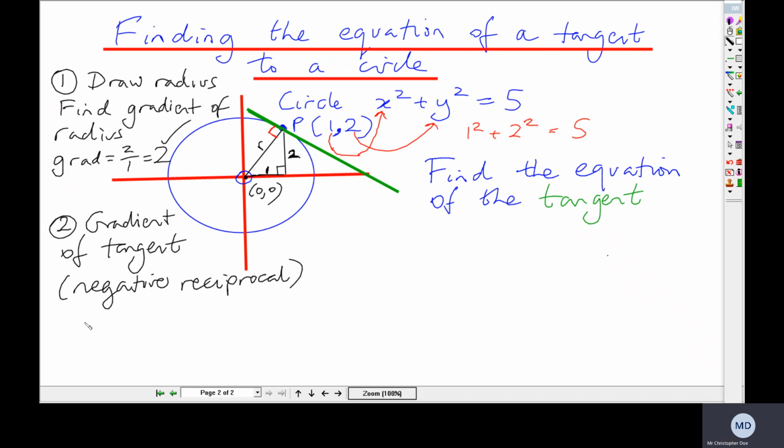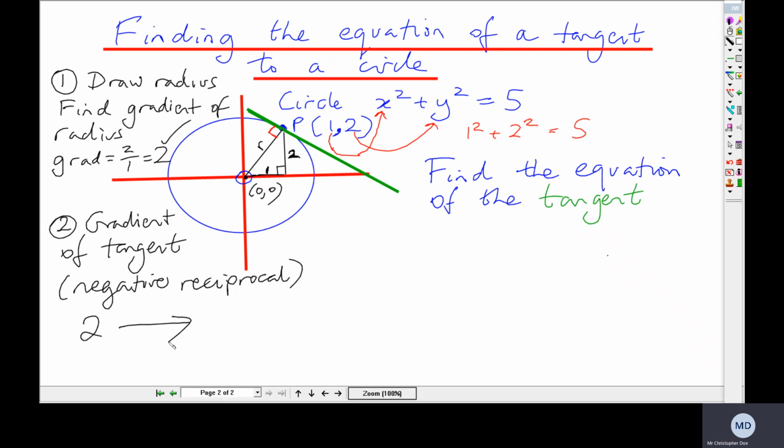So if I start with a gradient of 2 for my radius, what's the negative reciprocal of 2? Ask the person next to you, what's the negative reciprocal of 2? For one mark. You write this down, you've got your second mark. The negative reciprocal of 2. Clue, word negative means something, word reciprocal means something. Do them both and you've got a mark.